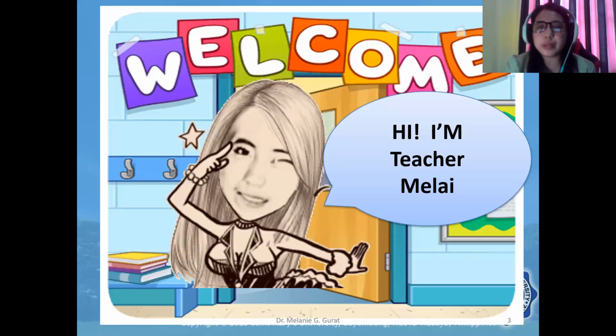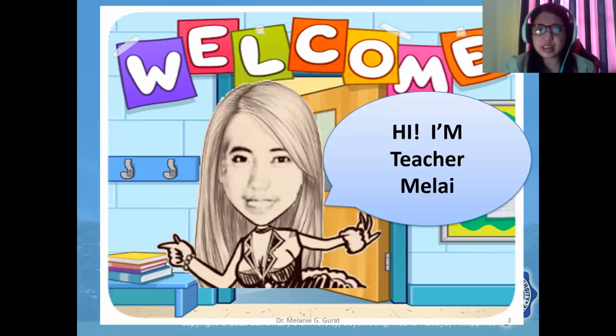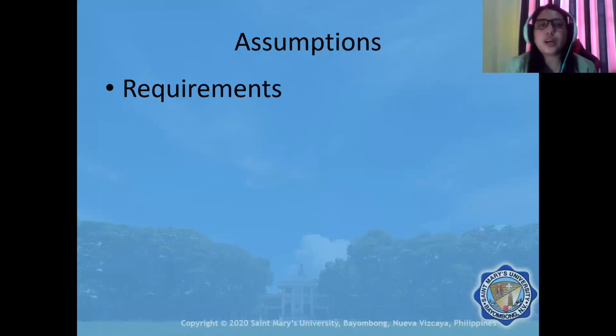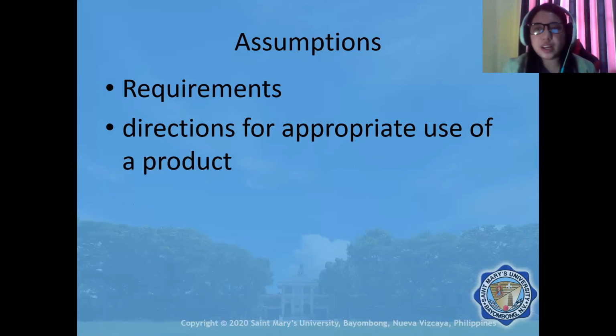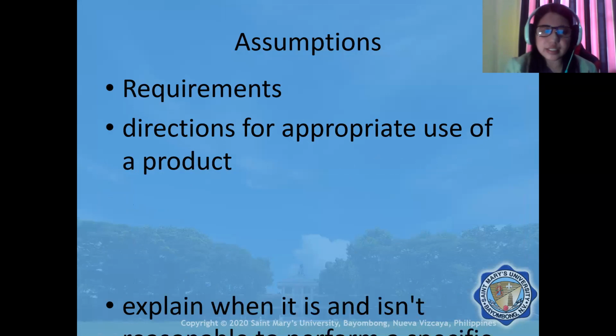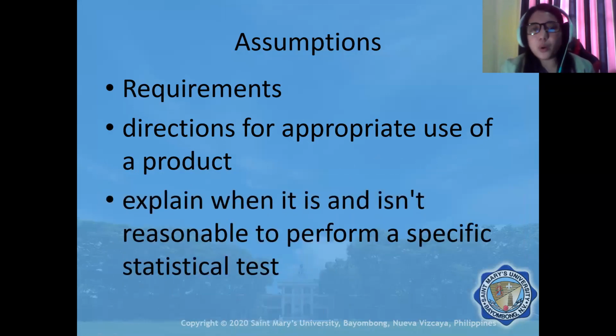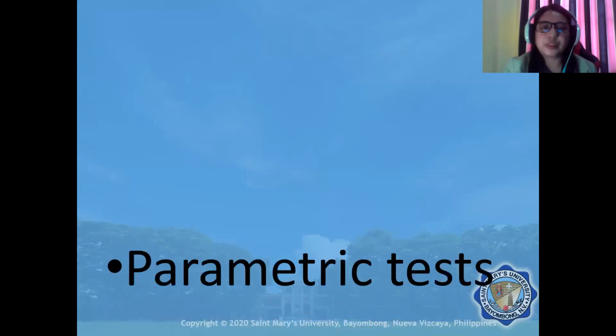Today we will be talking about statistical assumptions. So what is an assumption? It can be interpreted as the requirements of an inferential test. It can also be direction for the appropriate use of a product or the test, and it explains when it is or when it is not reasonable to perform a specific statistical test.